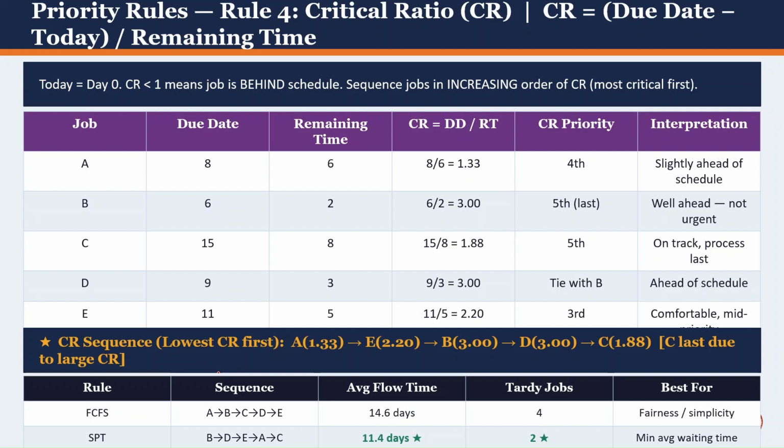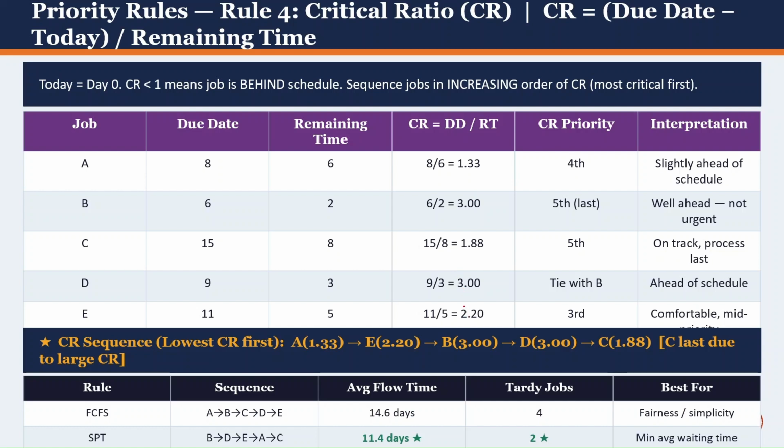Usually what we are going to do is find out the due date minus today, and what is the remaining time. Okay. So A, B, C, D, E have been given. Now the critical ratio has been calculated. So critical ratio is 8, due date is 8 divided by remaining time. So remaining time is 1.33. So this is 3, 1.883, 2.20.